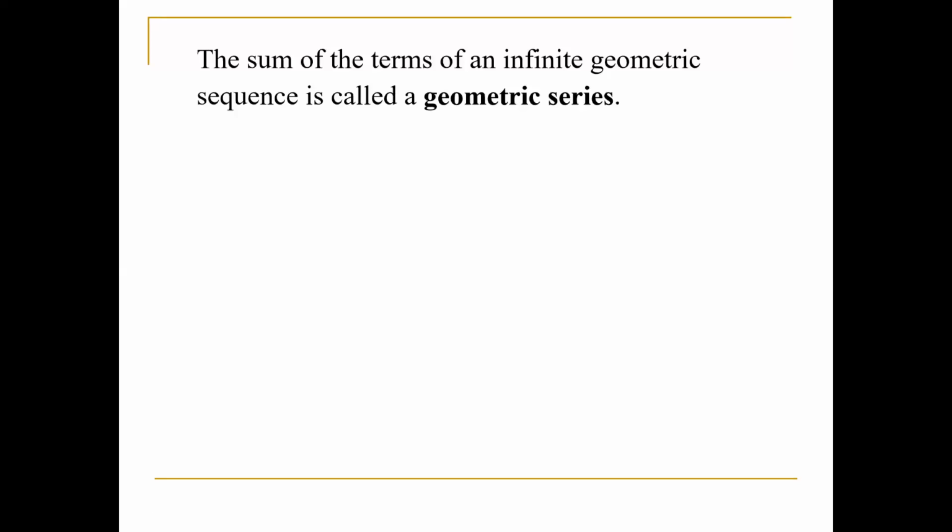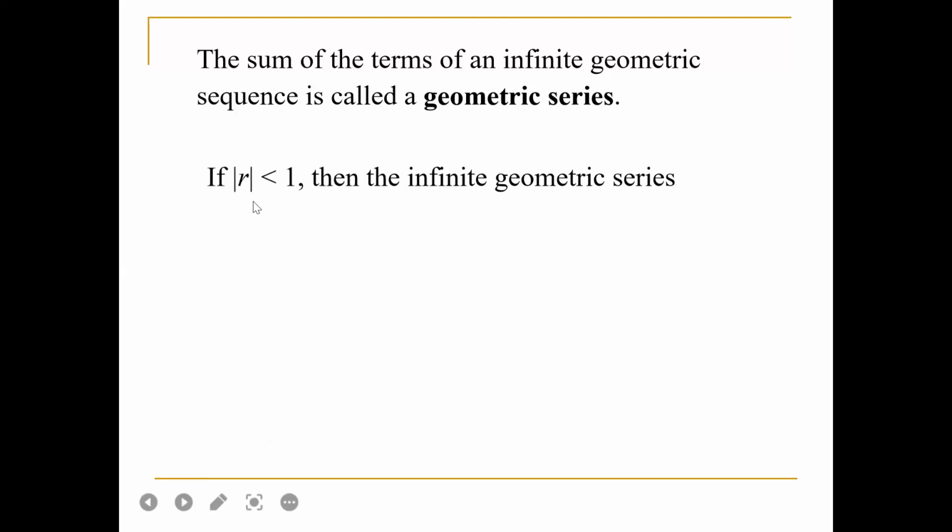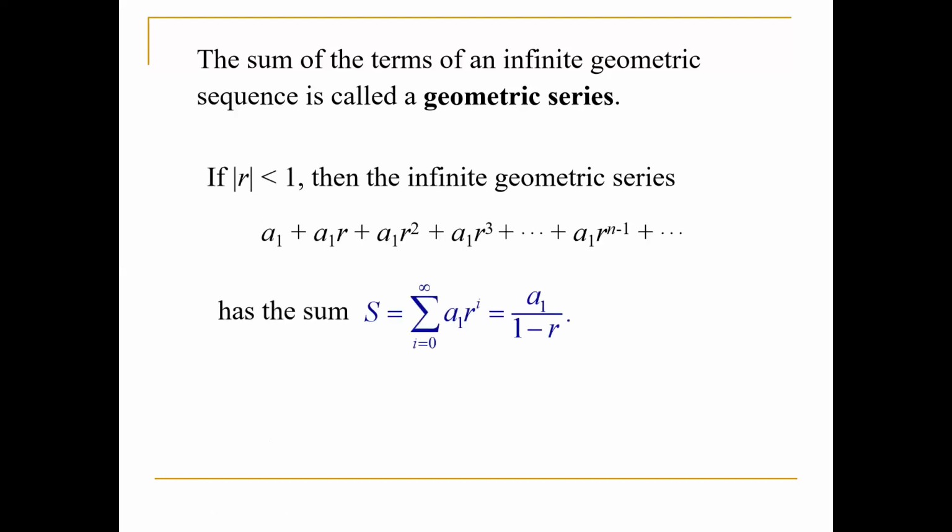The sum of the terms of an infinite geometric sequence is called a geometric series. So we can find now the sum for the series. For the geometric sequence, we can find the sum even if it's infinite. So the sum of the terms of an infinite geometric sequence is called a geometric series. If the absolute value of r is less than 1, then the infinite geometric series a sub 1 plus a sub 1 r plus a sub 1 r squared and so on has a sum.